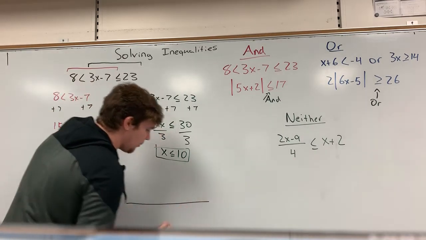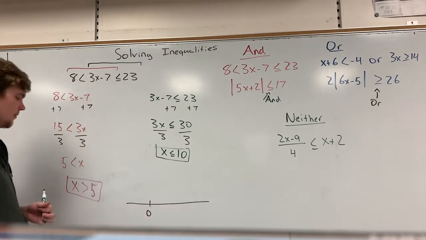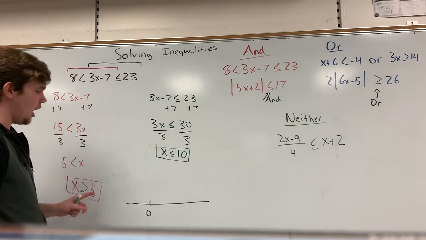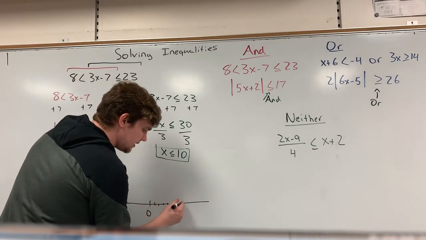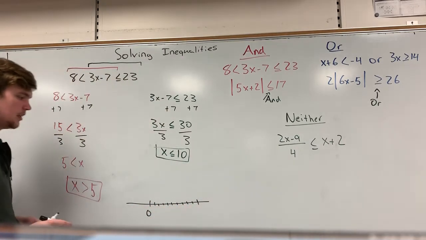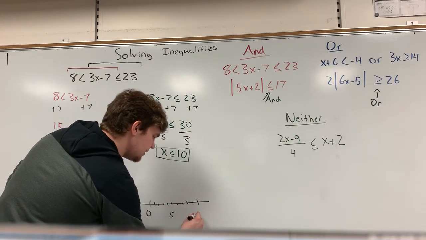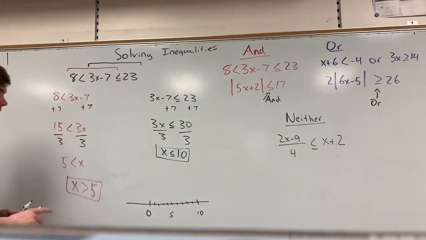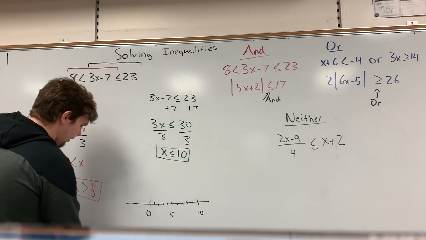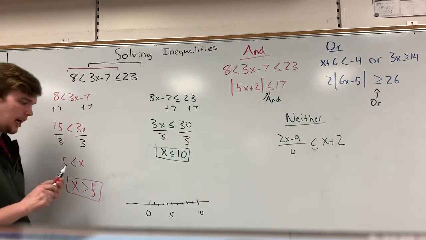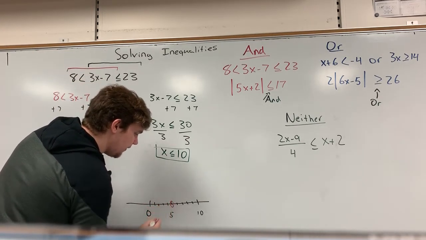So I'm going to go ahead and make a number line here. I usually start by putting 0 on there, and then I'm going to have to go all the way up to 10. So 1, 2, 3, 4, 5, 6, 7, 8, 9, 10. So this is 5 right here, and this is 10. I'm going to do x is greater than 5, so I'll mark my first point at 5.